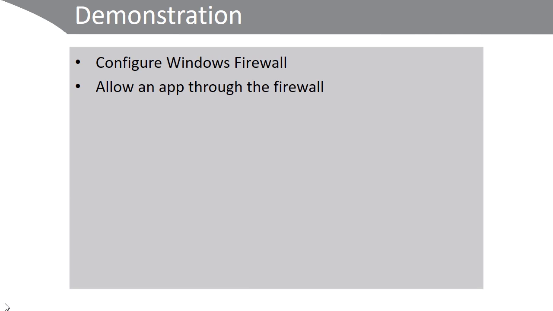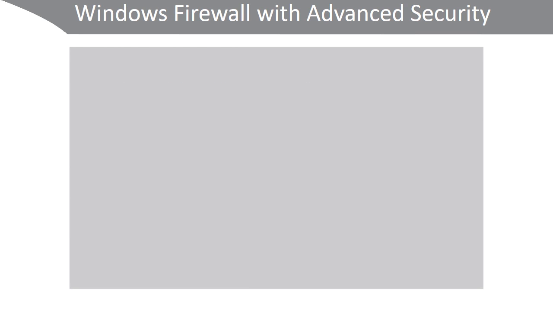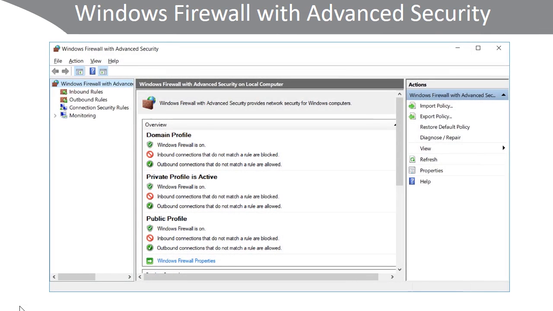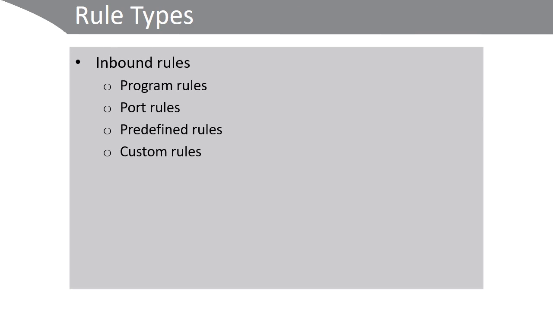Okay. So in the demonstration you saw how to configure Windows Firewall and how to allow an app through the firewall. Windows Firewall with Advanced Security allows you to configure security rules, connection security rules. These provide for authentication and optionally encryption on the wire. To access this tool, open up Control Panel, navigate to Windows Firewall with Advanced Security. We've already seen how you can create inbound rules. These are program rules, port rules, predefined rules, and custom rules. You can also create outbound rules and connection security rules.